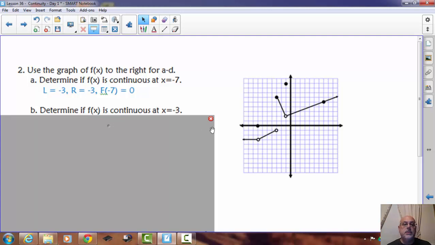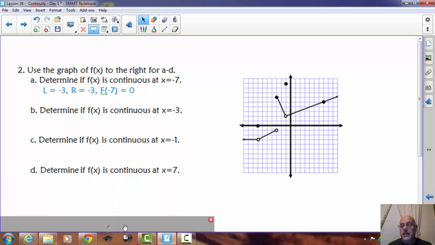Now let's take a look at x equals negative 3. As I approach negative 3 coming from the right, my limit will be 6. As I approach x equals negative 3 from the left, my limit will be negative 1. But when I evaluate f of negative 3, the answer is going to be 6. So they don't match. Therefore, we are not continuous at x equals negative 3. What I'd like you to do now is complete parts C and D, and we'll go over those in class.